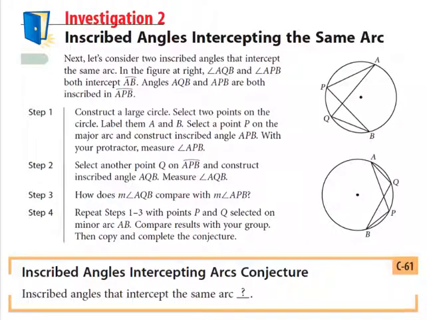Inscribed angles that intercept the same arc. What did you find out about them? They're congruent. That's right. So if they intercept the same arc, they obviously have to be congruent because they're going to be the same measure.